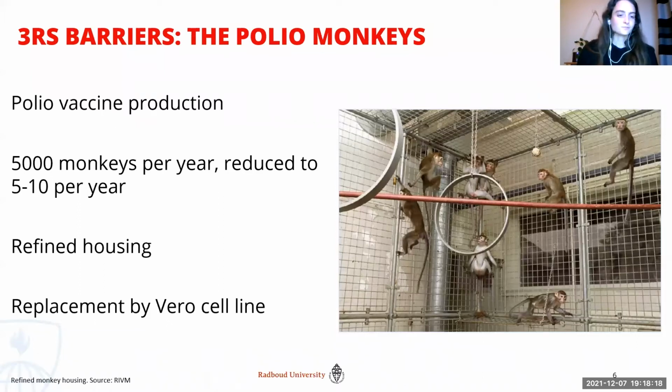But in the end, what finally pushed them over the edge of making the switch was that there was an infection among the monkeys. And by that time, it would also have been really difficult to acquire new monkeys because a lot of airlines weren't transporting monkeys anymore. And there was also an animal ethics committee really pushing them to finally make the switch to the continuous cell line.